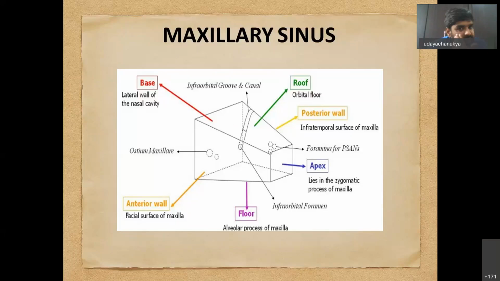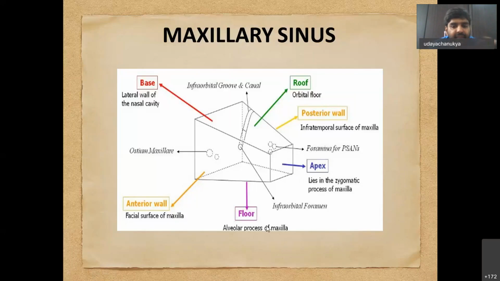Roof of the maxillary sinus is forming the orbital floor, whereas the floor is formed by the alveolar process of the maxilla. There are one or two teeth also protruding into the maxillary sinus according to the dentition. So the apex is directed towards the zygomatic arch of the same side. The base is towards the lateral nasal wall, roof towards the orbital floor, posterior wall towards the infratemporal surface of the maxilla, anterior wall to the facial surface of the maxilla, apex towards the zygomatic arch.